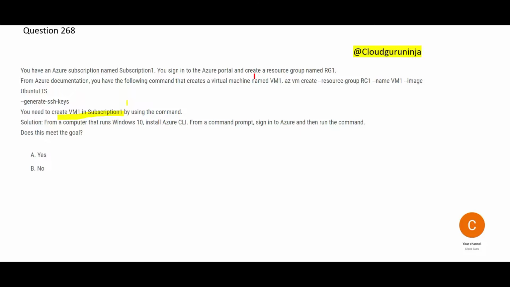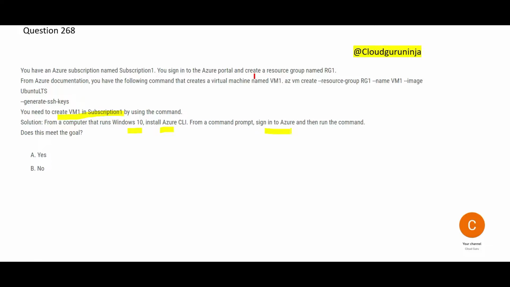Now such questions are very common in the exam, where they give you a problem statement, then they give you a solution, and then they expect you to tell if the solution will work or not. If it works, you select yes. If you think it will not work, you need to select no. So what is the solution they have given? Let us look at the solution. They are saying that they will use a computer, Windows 10, and they will install CLI from the command prompt. They will sign in and run the command. Okay. Now, will it work?